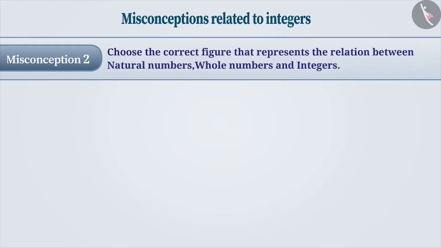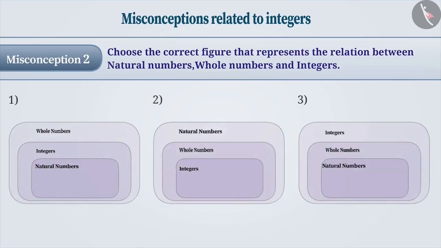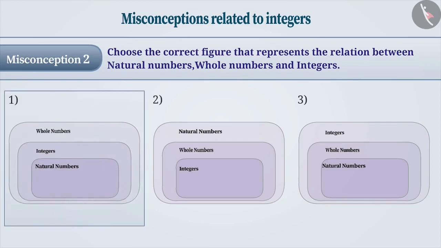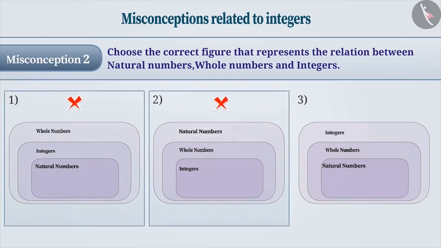Misconception 2. Which option represents the relation between natural numbers, whole numbers, and integers? Sometimes it is difficult to find the relation between these three sets of numbers. Often, options 1 and 2 are chosen, which are incorrect.